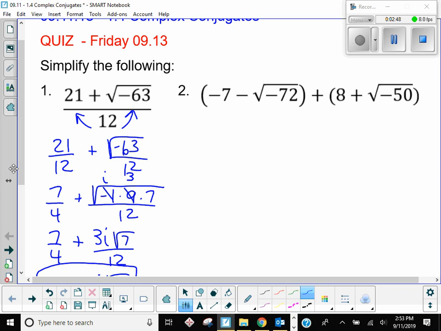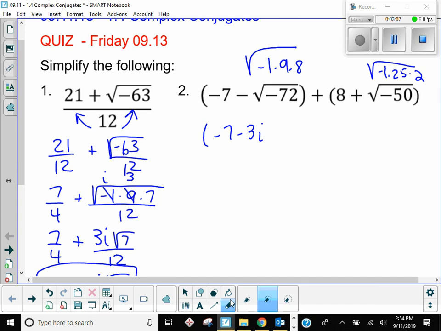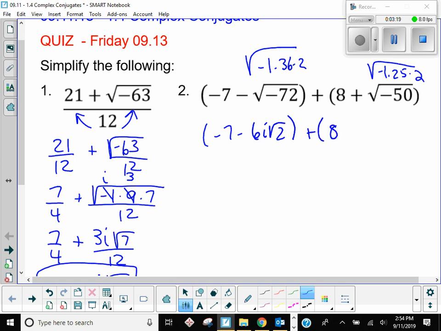But most people began correctly, which was by simplifying the radicals. So this radical is -1 times 9 times 8. This one is -1 times 25 times 2. And so after you simplify, oh wait, sorry. I like 36 and 2 better. 6I radical 2, and then 8 plus 5I radical 2.